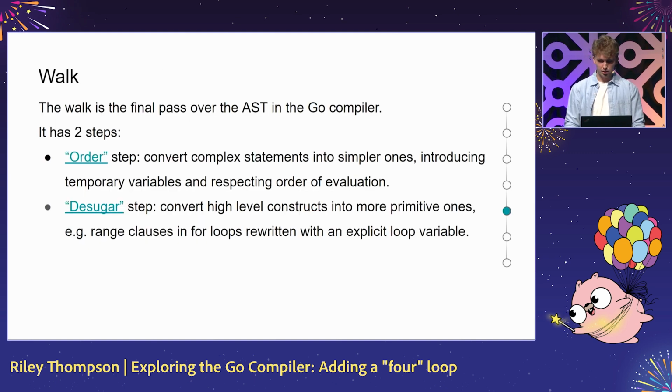The next stage of the compiler is called the walk. It's the final pass over the AST before we enter the backend. It's broken up into two steps. The first is referred to as the order step. This is where we convert complex statements into simpler ones and start introducing temporary variables. The next step is called desugaring. This is where we convert high-level language constructs into more primitive ones. For example, range clauses in for loops can be rewritten with an explicit loop variable. This is also where we can implement our unless statement as a negated if statement.